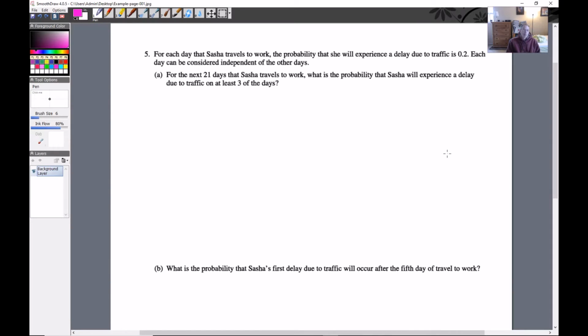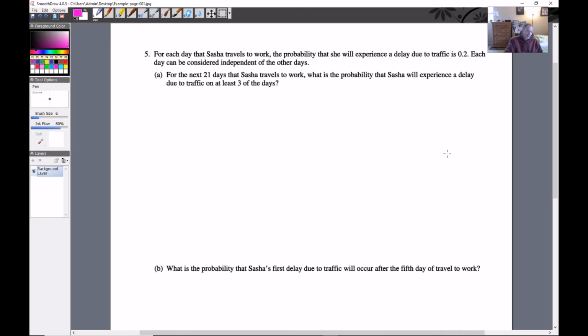This problem is problem number 5 from the 2019-2020 administration, or at least it was until the pandemic hit. So let's just look it over and see what we've got. It says, for each day that Sasha travels to work, the probability that she will experience a delay due to traffic is 0.2. Each day can be considered independent of each of the other days. All right, so they give you a fixed probability, and she will either be delayed or she won't. So this is sounding very much like binomial, okay?